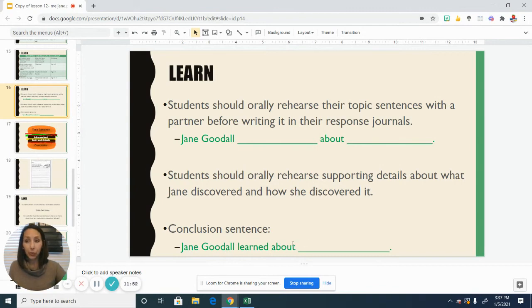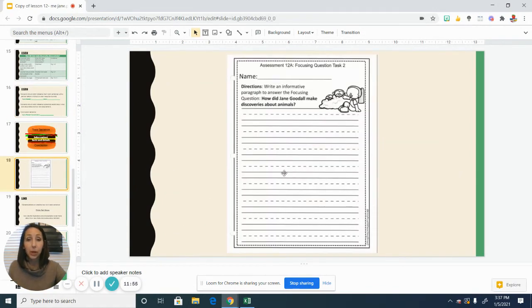So just to review on our paper here, we would want to write our informative paragraph answering the question, how did Jane Goodall make discoveries about animals? We want to start with our topic sentence, something like, Jane Goodall made discoveries about animals, right? That's what the paragraph is telling us about. That tells the reader exactly what you're going to tell them about. Start with that, and then you have your meat, cheese, lettuce and tomato in the middle, that you give your two or more details of how she discovered.